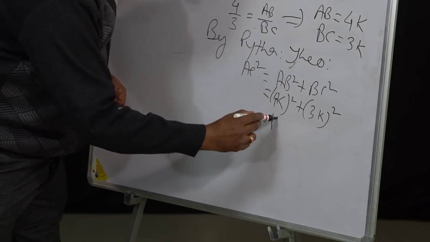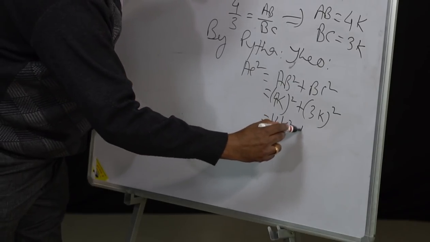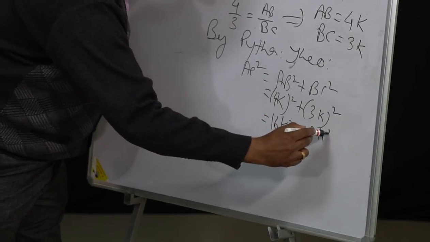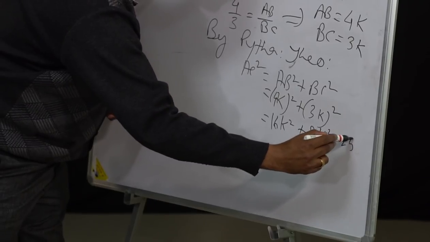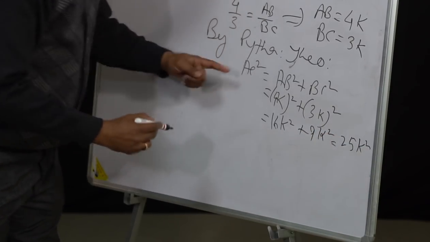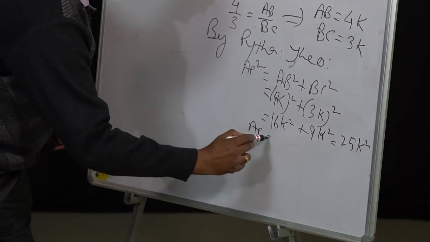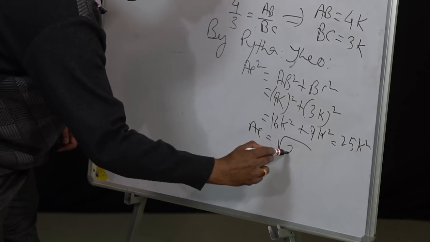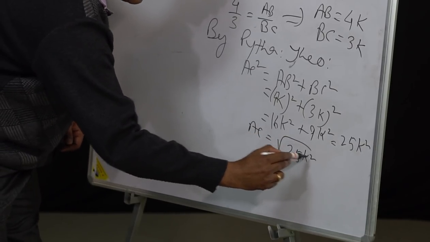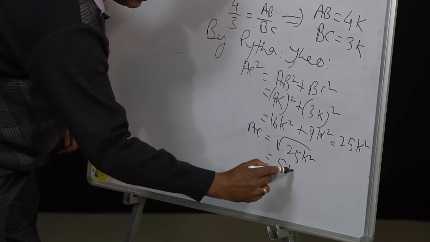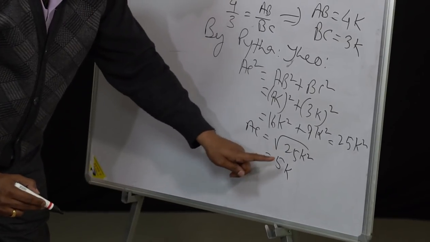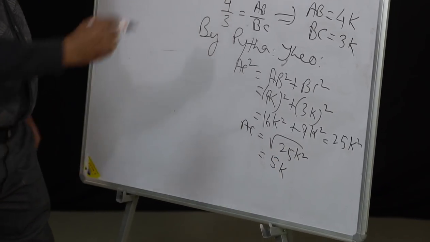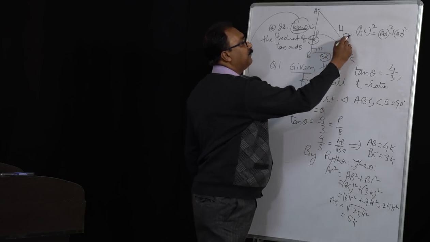That has to be 16K square plus 9K square. So it gives us 25K square. So what is AC now? AC will be the square root of 25K square, and it gives us 5K. Square root of 25 is 5, square root of K square is K. So we got here 5K.